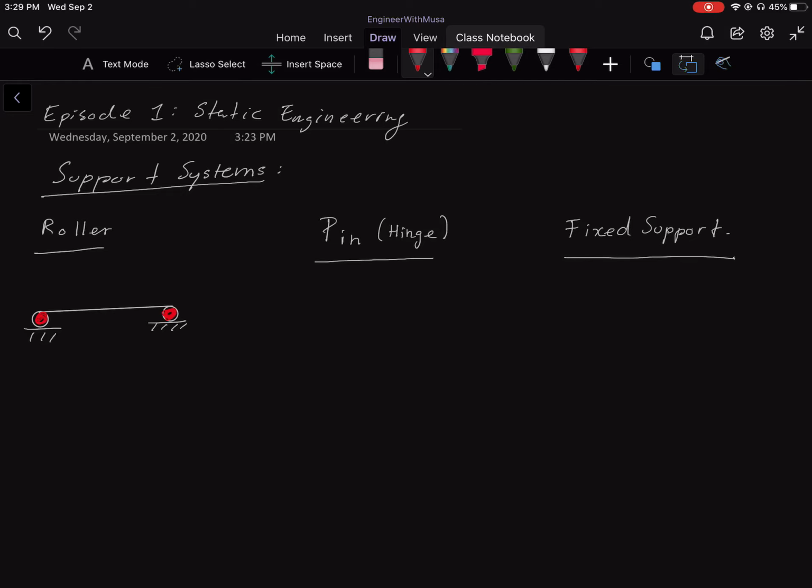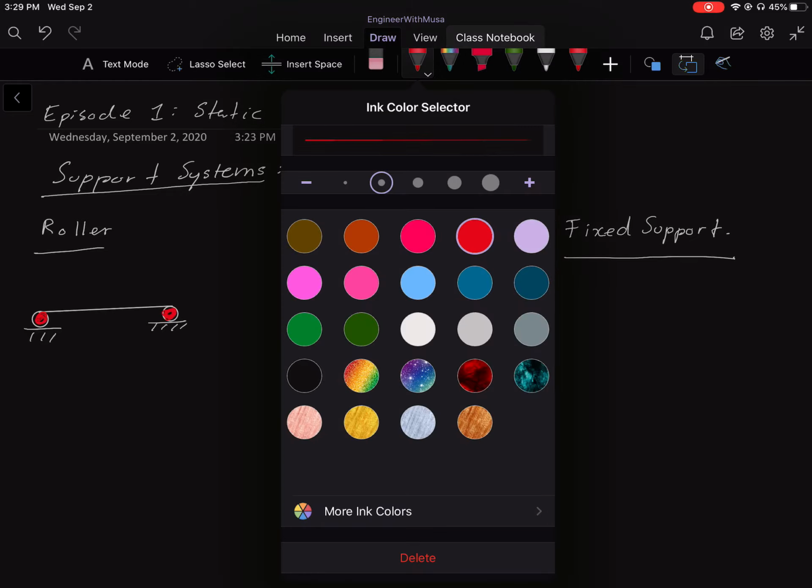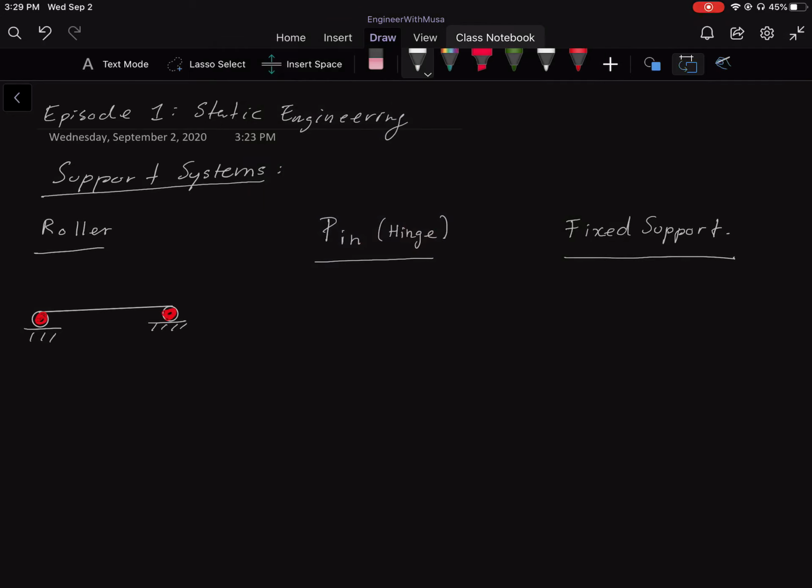Okay, and now if we were to move to the hinges. These hinges, usually when they're drawn in engineering, look like triangles. So you have the hinge, and then you have another hinge, again attached to the ground. And then here you have a fixed support. A fixed support is essentially a beam that is attached to a wall. So this is the wall, and then you have your beam right here, and then you have another wall over here.